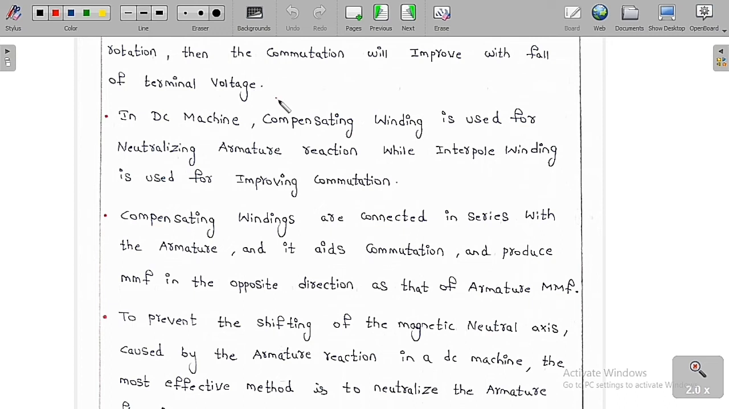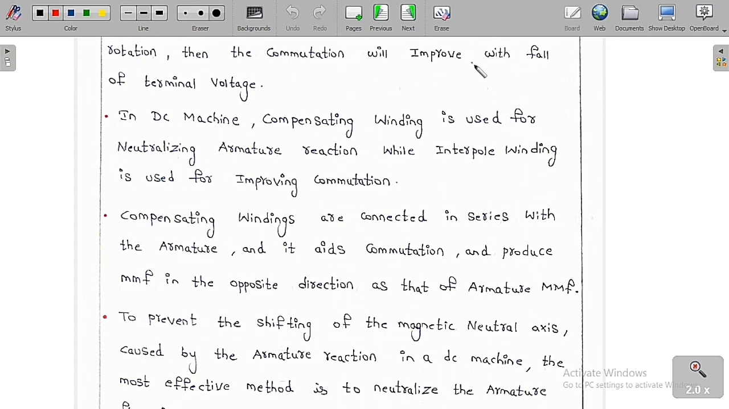And also the terminal voltage will increase, because this is a very important point. I already told you, if you shift the brushes in the opposite direction of rotation, then this is the armature flux direction. If you divide it into two components, this is the demagnetization, and this component of flux is in the same direction as phi f. So it is a magnetization. Therefore the flux will increase, so terminal voltage will increase. This is the important point that you always have to remember.